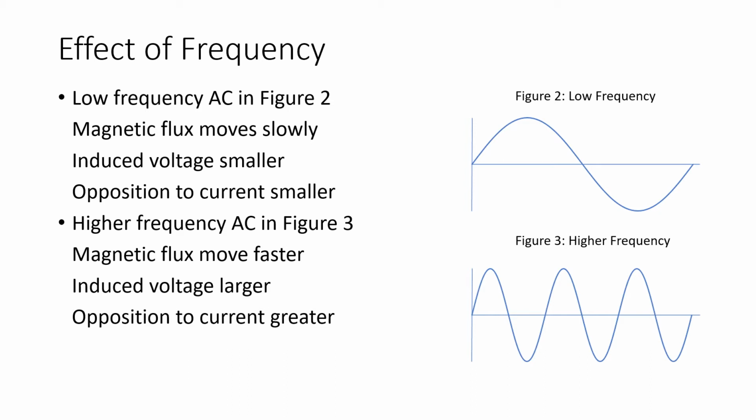Now, figure 3 shows us 3 cycles of a sinusoidal waveform, and we'll define this as being a higher frequency. Of course, with this AC signal, the magnetic flux moves in and out. It expands and collapses much faster. Therefore, the induced voltage will be larger. And since the induced voltage opposes the current, the opposition to current will be greater.